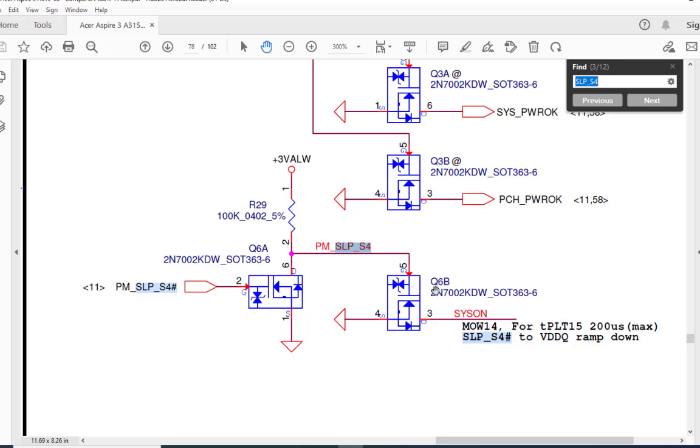So friends, in this way we have to follow the steps of the schematic diagram. This is the first part of the power sequence. That means if the laptop is not going to turn on, then simply you have to follow these steps. I hope you understand this concept.